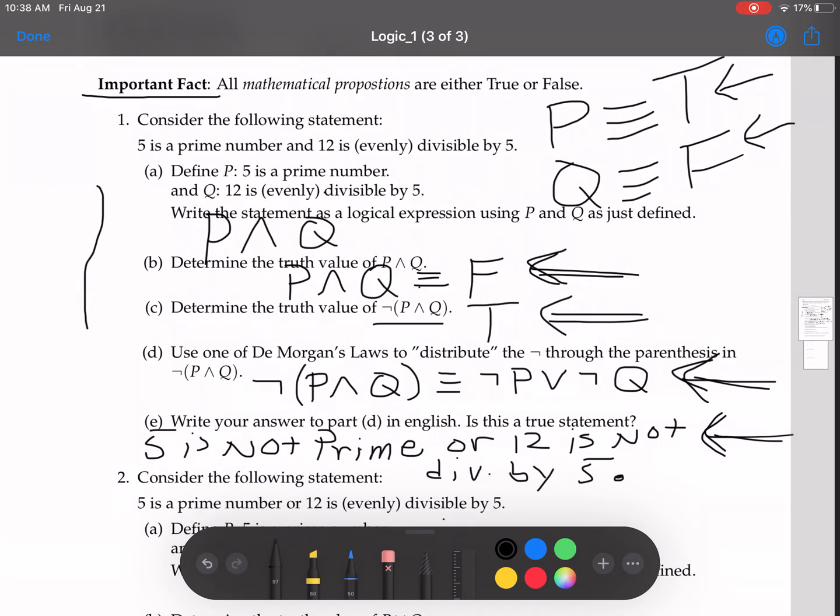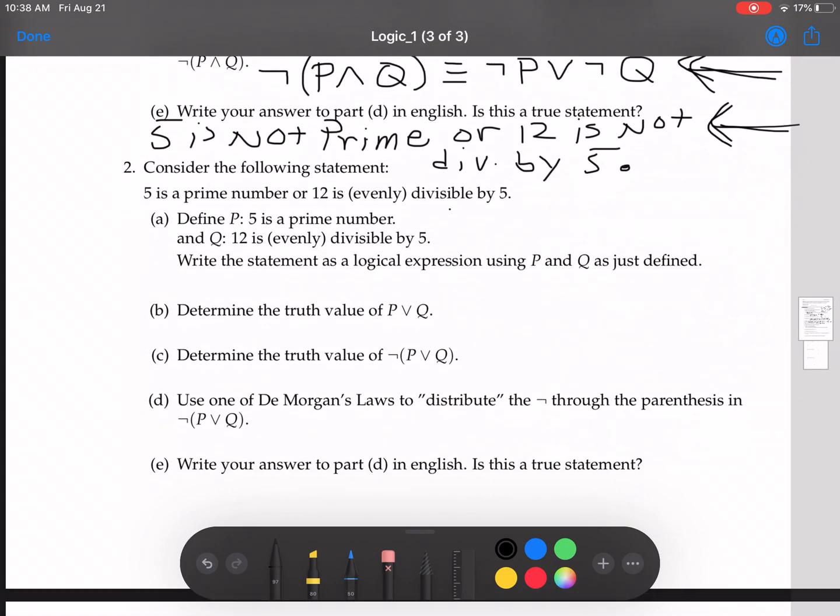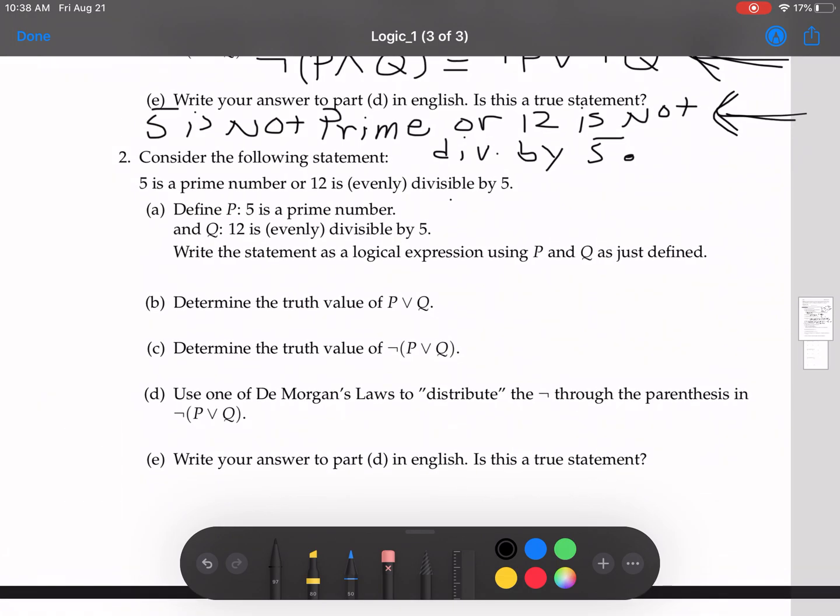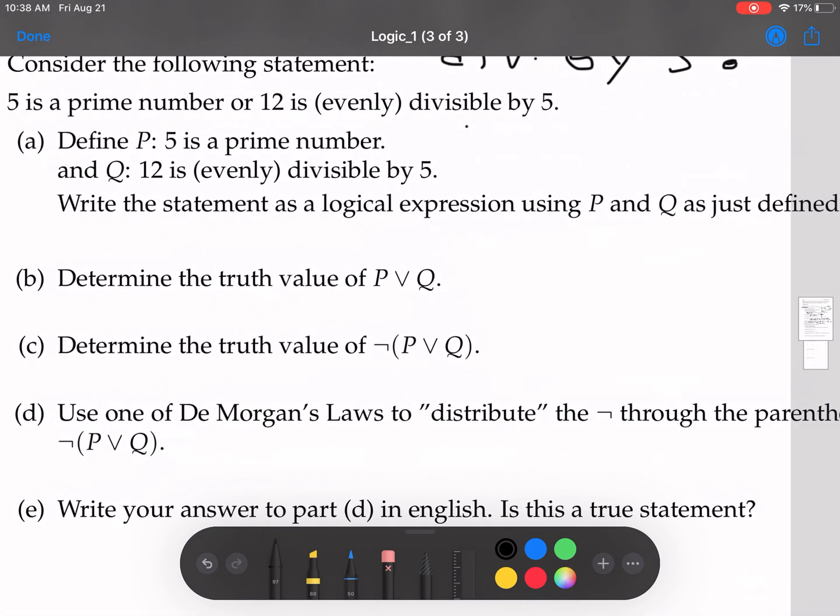All right, so now we'll play the same game here. This one we're dealing with OR. This is OR here, so we have P or Q. Now determine the truth value.